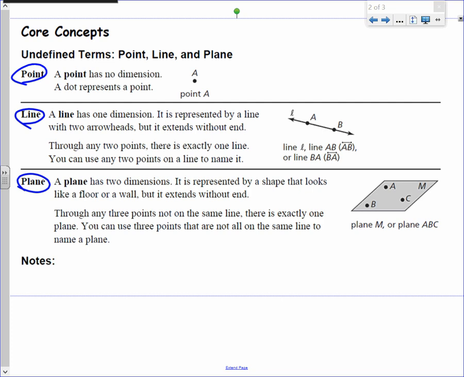A point has no dimension. A dot represents a point. So whenever we want to talk about a point, we just represent it by a dot. It's not actually the dot. The dot just represents a point. Let me explain. A point has no dimension.